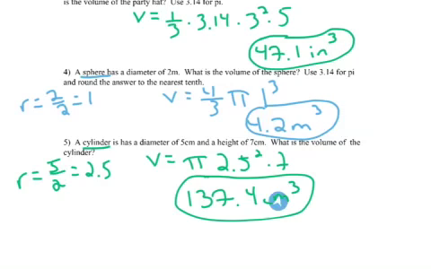Make sure whenever I'm saying cubic inches, cubic meters, cubic centimeters, this right here is just the label. That does not mean you're multiplying something by 3. Remember, volume is always cubic units. It's always to the 3rd power because it's 3-dimensional.